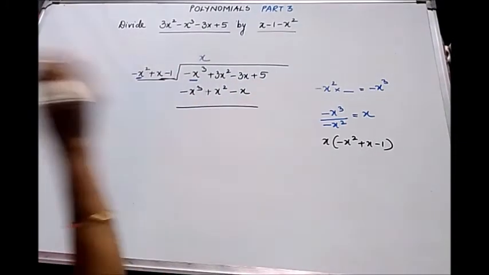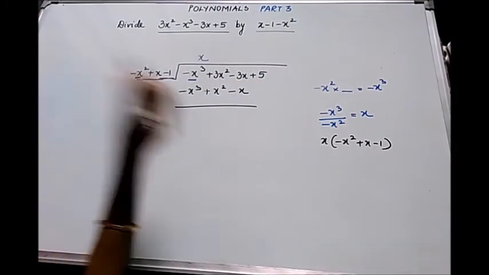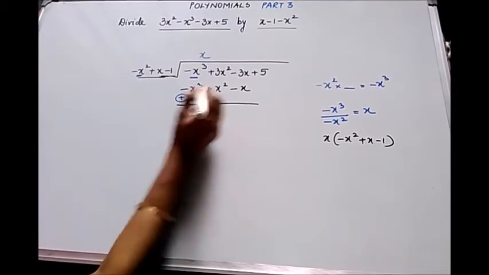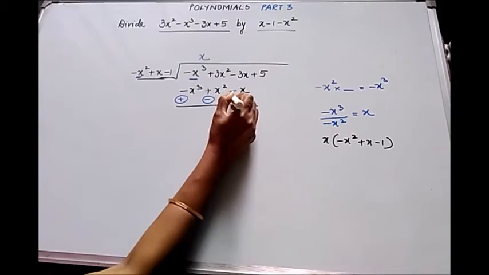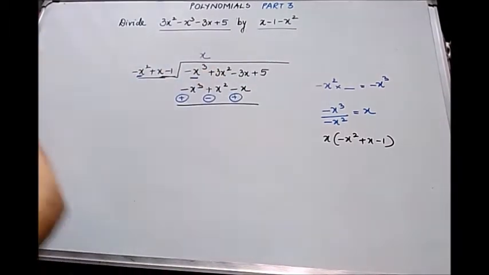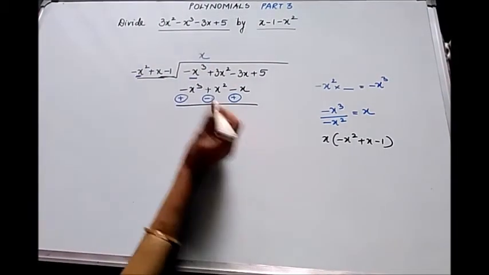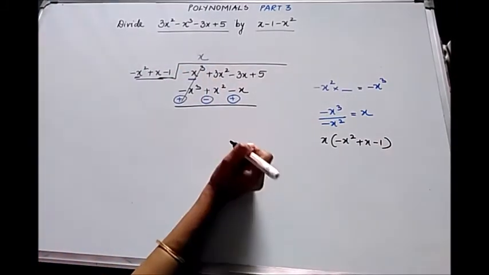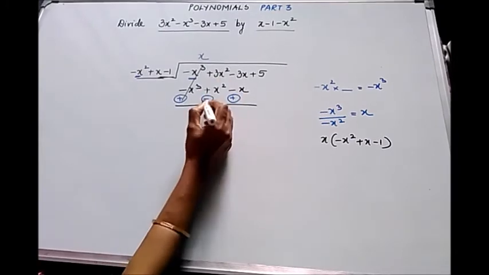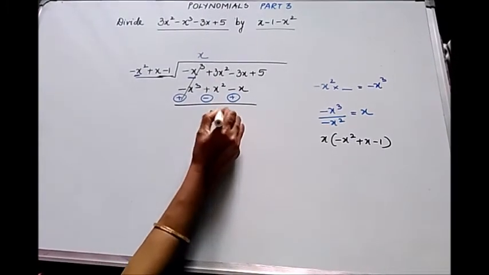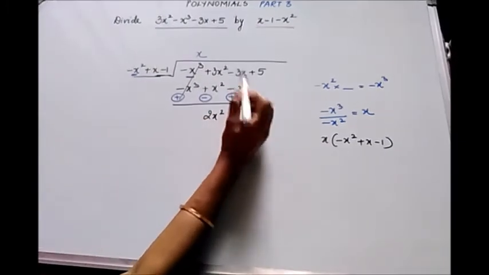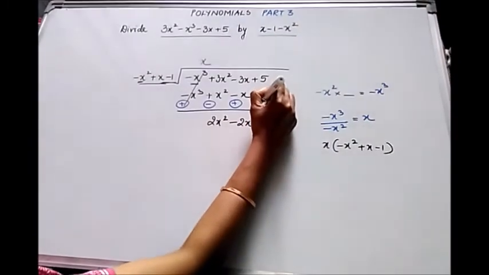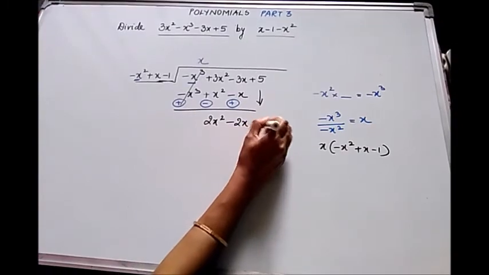Now the next step is to subtract. What is the meaning of subtraction? Changing the sign. That is, minus will become plus, plus will become minus. Once again minus will become plus. Now let us check what is the answer. Minus x cube plus x cube will give me 0. That is, it will get cancelled. 3x square minus x square will give us 2x square. Minus 3x plus x will give us minus 2x. The remaining term you write below, that is plus 5.